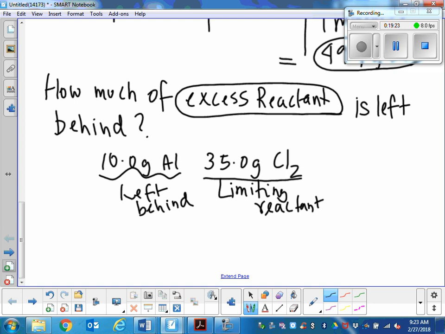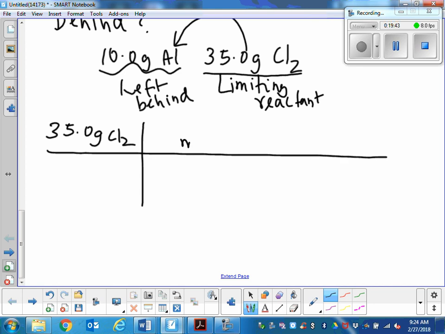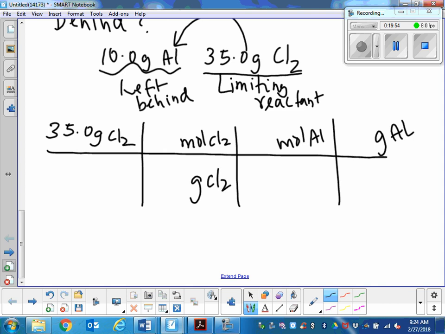How do you find out how much of it is left? You can do from the limiting reactant to the excess reactant, a gram A to gram B problem. Do you understand? So how do you do a gram A to gram B problem? You have 35 grams of chlorine. What do you convert 35 grams of chlorine into? Moles of chlorine. Moles of chlorine into moles of Al. Moles of Al into grams of Al. What do you cancel out? Grams of chlorine, you cancel out with moles of chlorine. You cancel out moles of aluminum.